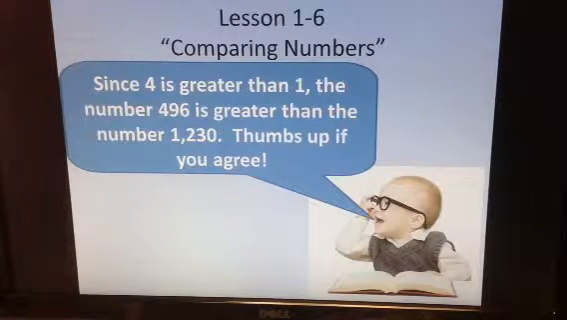This baby is wrong. The number 496 is less than the number 1,230. Even though 4 is bigger than 1, if you look carefully at this number, you see 1, 2, 3, 4 digits, and up here you see just 3 digits. You could write a 0 here in front of the 4, and then you would know that 0 is less than 1. Any number with 3 digits is less than any number with 4 digits. So be careful with this tricky stuff.